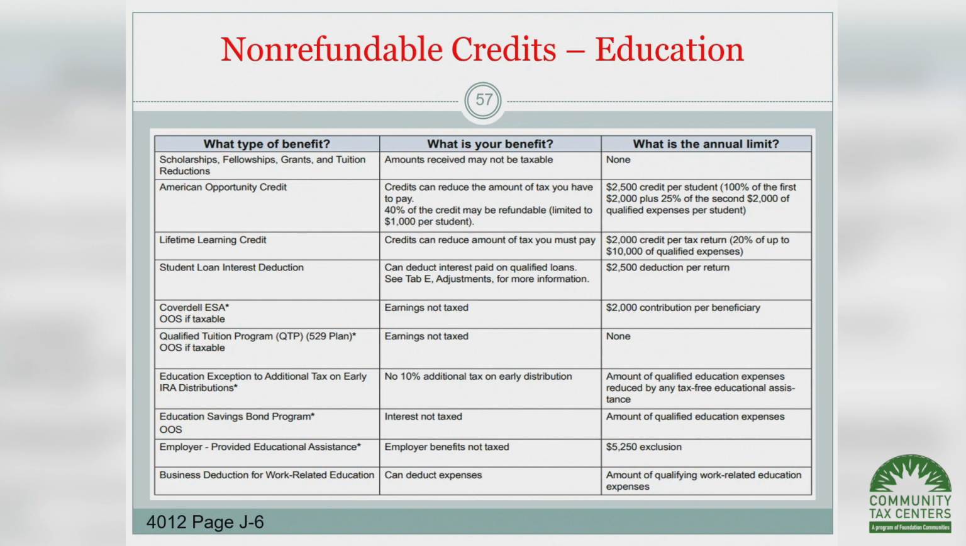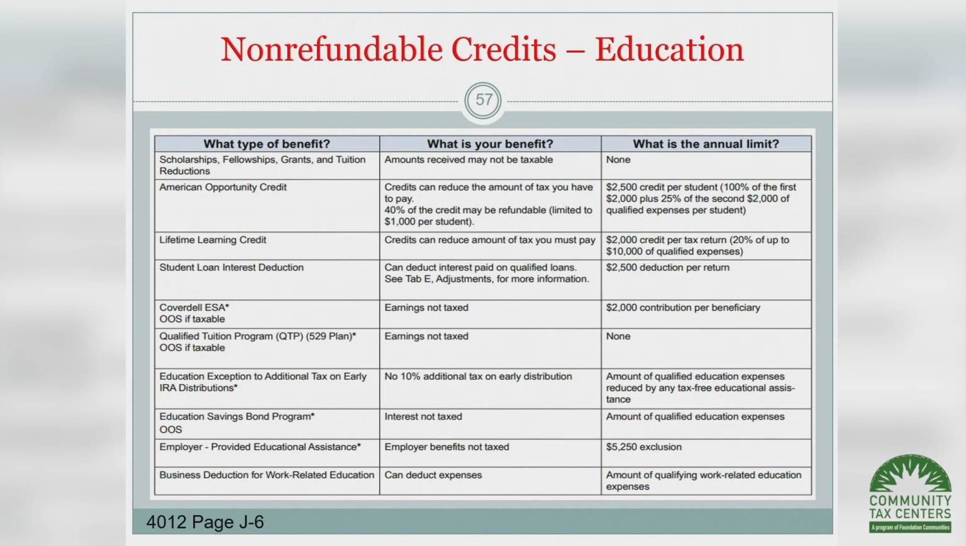So for the American Opportunity, let's look at the benefits. What are the benefits of the American Opportunity Credit? Credits can reduce the amount of tax you have to pay, and 40% of the credit may be refundable, and it's limited to $1,000. Wow, so all that money you pay to school, you can get some of it back. Isn't that nice?